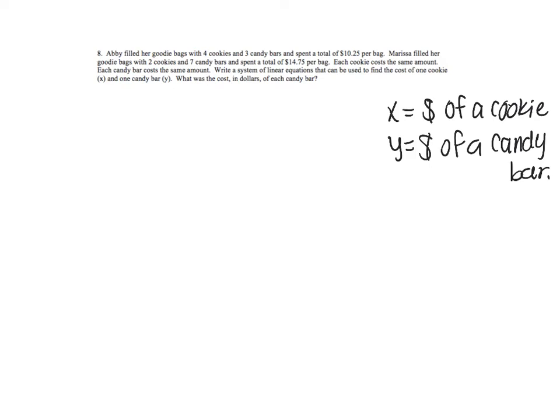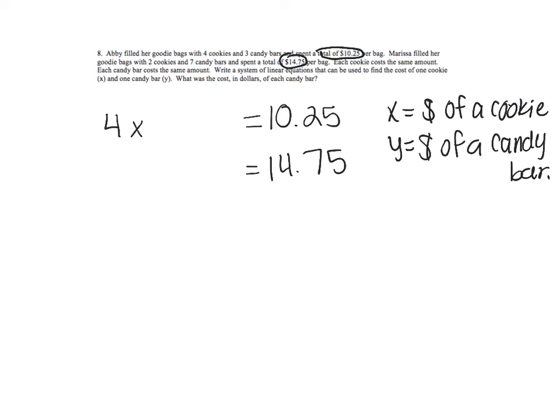Then we've got our totals. So it tells us a total of $10.25 per bag and a total of $14.75. So that'll be our 2 equations. So I need the number of cookies bought times the amount of a cookie. So 4x plus 3y, because I've got to take the number of candy bars times the amount a candy bar costs to equal what Abby spent in total. I'll do the same thing for Marissa, and that'll look like 2x plus 7y.